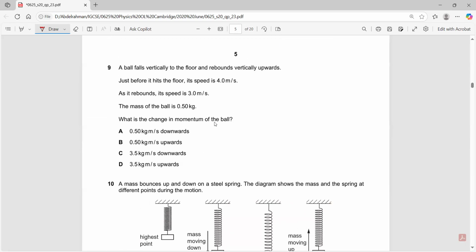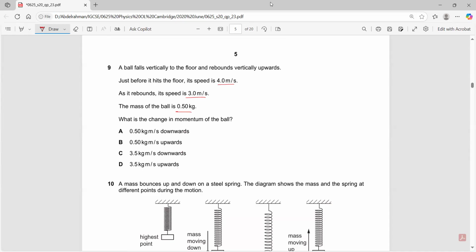A ball falls vertically to the ground and rebounds vertically upwards. Just before it hits the ground, its speed was 4. As it rebounds, the speed is 3. The mass of the ball is 5. What is the change in momentum of the ball? You have several answers, and not just that, you have to state whether this change in momentum was downwards or upwards.